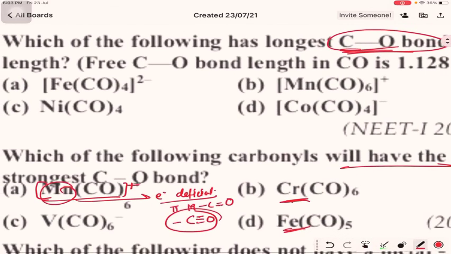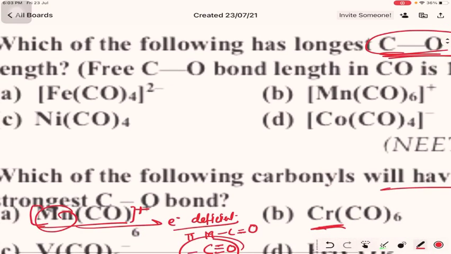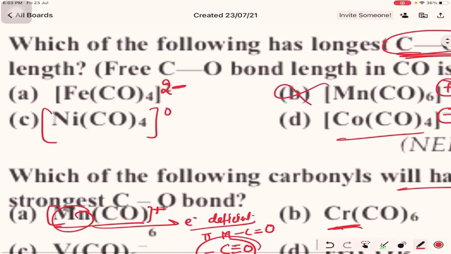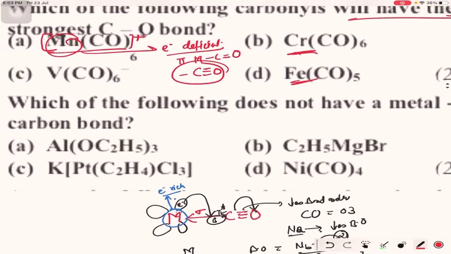In this case, we have been asked about the longest CO bond. So the longest CO bond will be in the electron rich complex. Here it is 2 minus, just focus on the charge. It is 0 and it is positive, so those cannot be the option. The maximum electron density is in complex A. So option A is correct.